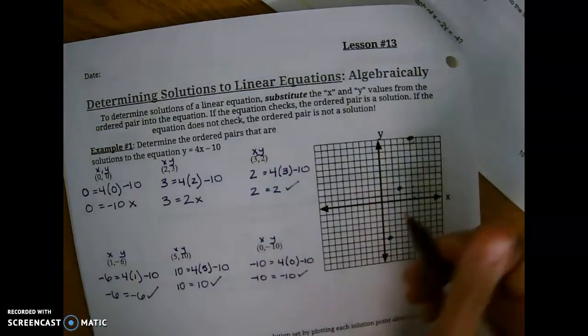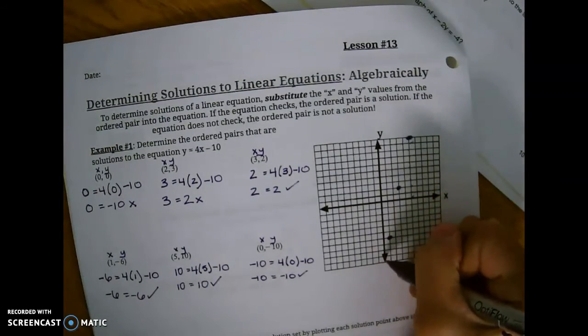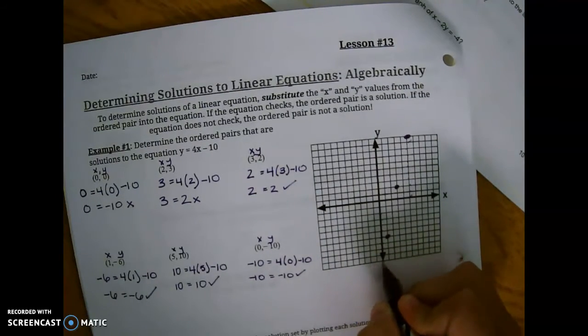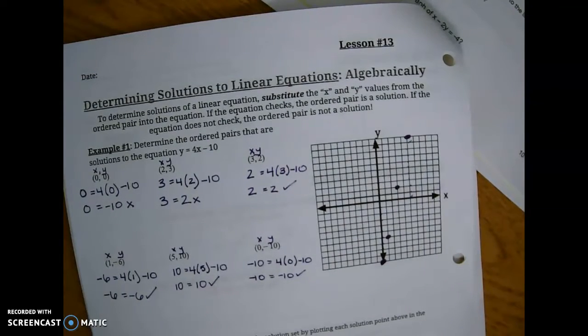And then 0, negative 10. 0, 1, 2, 3, 4, 5, 6, 7, 8, 9, 10. Here we go.